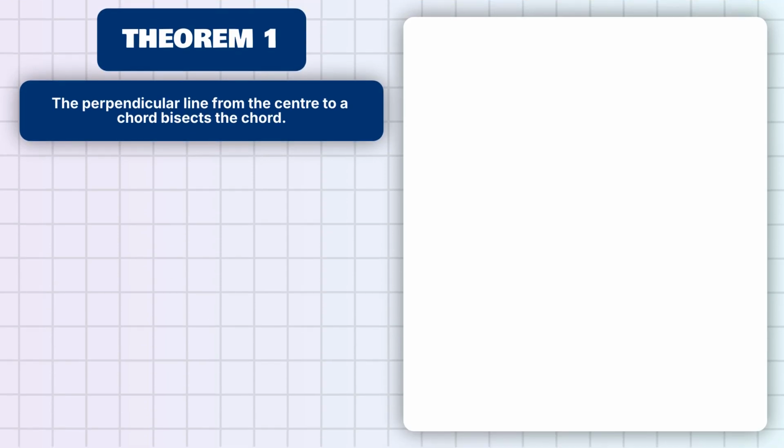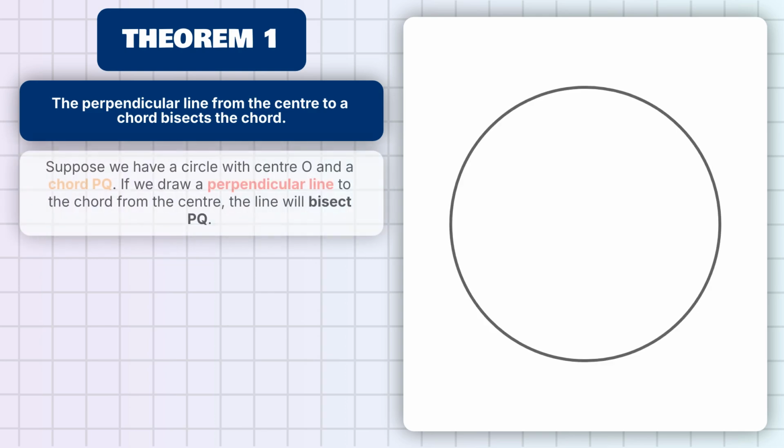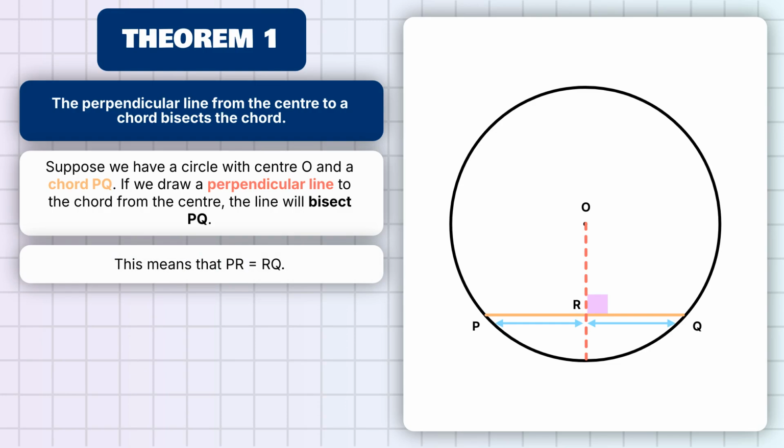Our first theorem states that the perpendicular line from the center to a chord bisects the chord. It's easier to understand what this means with this diagram. Imagine we have this circle with center point O and chord PQ. Imagine we draw a perpendicular line to the chord like this. This theorem tells us that any such line will bisect PQ. That is, PR will equal RQ.